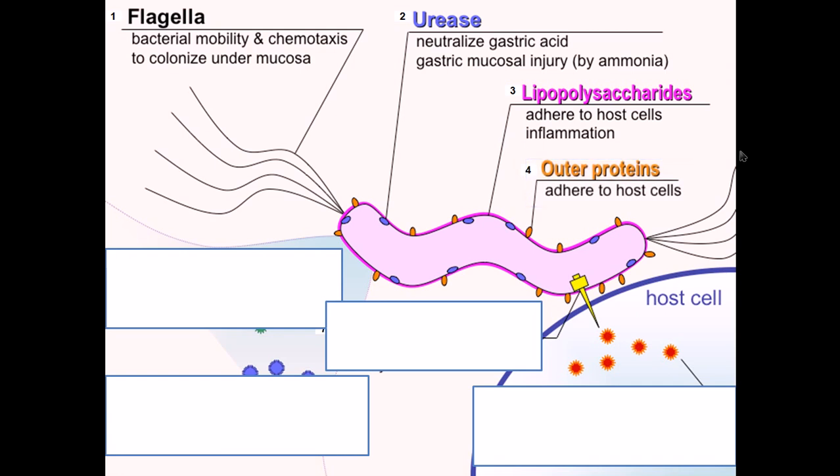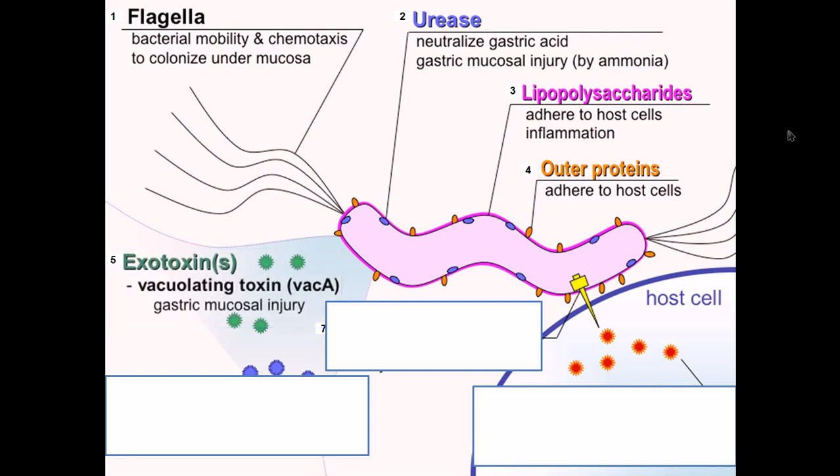The fourth thing is the outer membrane proteins. For example, here these proteins designated with this orange color sections, these are the outer proteins. Now these proteins are important, and are required for adherence of the bacteria to the host cell membrane.